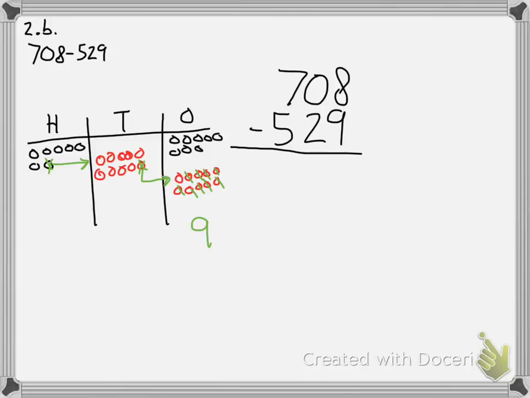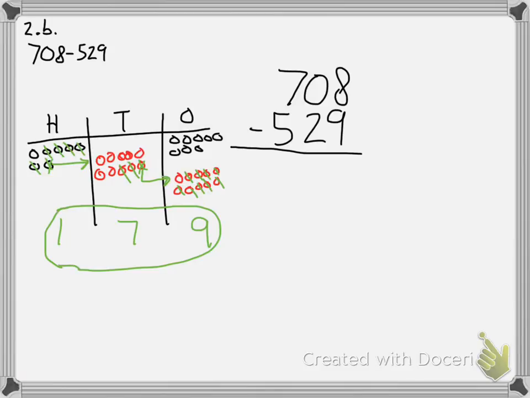And then I can move on to my tens place, where I only have to subtract 2. 1, 2. And so that leaves me with 7, and then I need to subtract 5 from right here, so I've got 1, 2, 3, 4, and 5, which leaves me with 1, so I get the answer of 179.